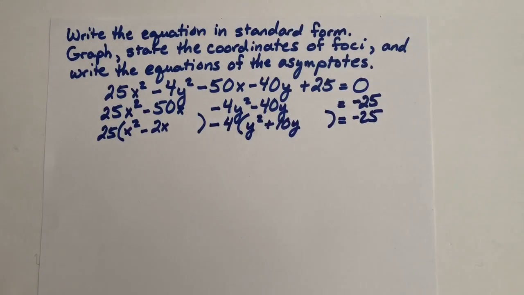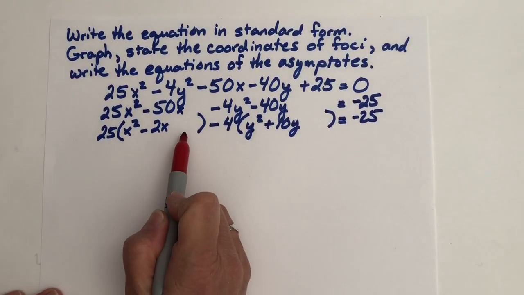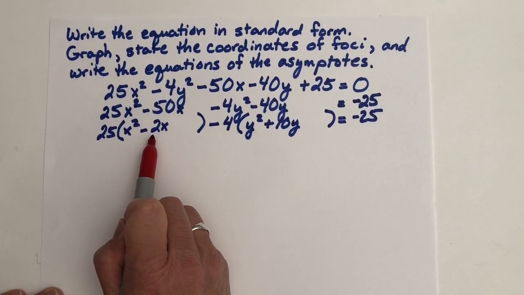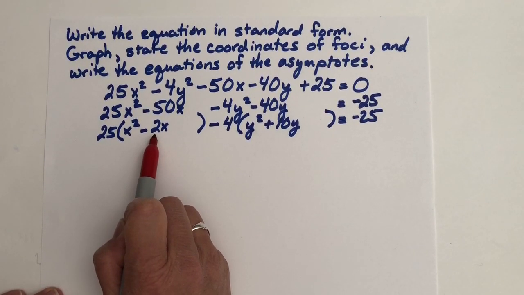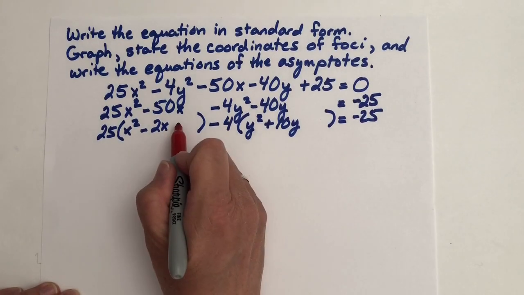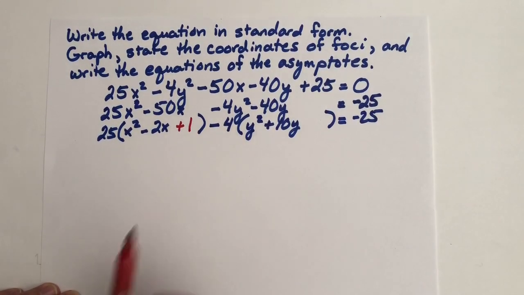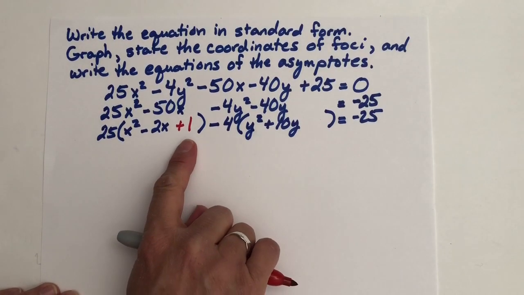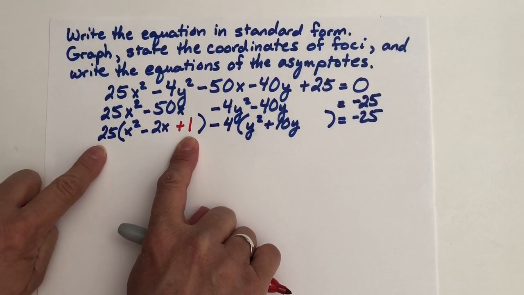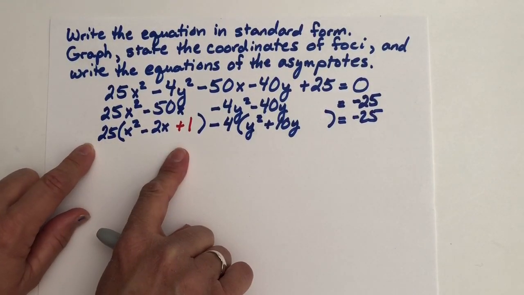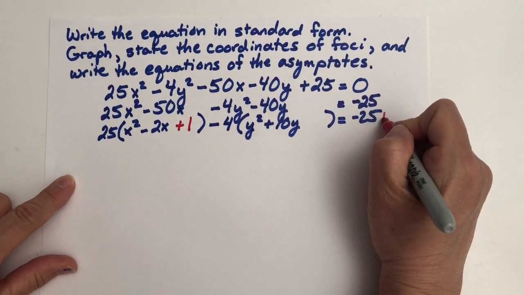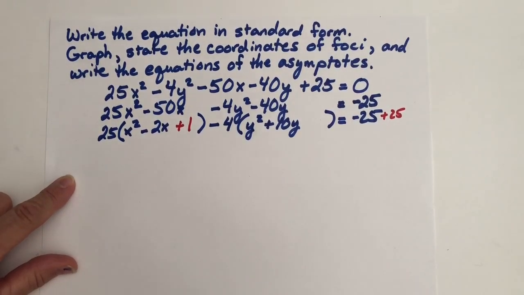So now here comes our step for completing the square. Remember, the number that goes here is half of the coefficient of our linear term squared. So half of negative 2 is negative 1. Negative 1 squared is 1. So we're going to put in a plus 1 right here. But remember, this isn't really a 1. That 1 is being multiplied by this 25. So we really just added 25 to the left-hand side. So I need to add 25 to the right-hand side as well.